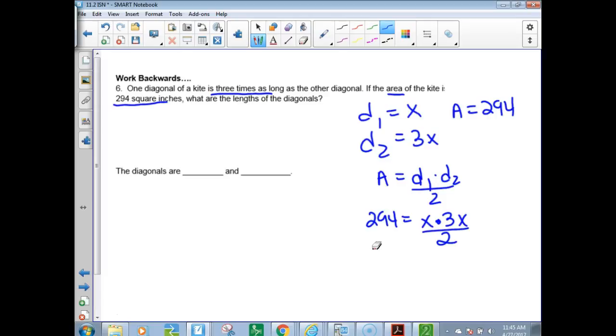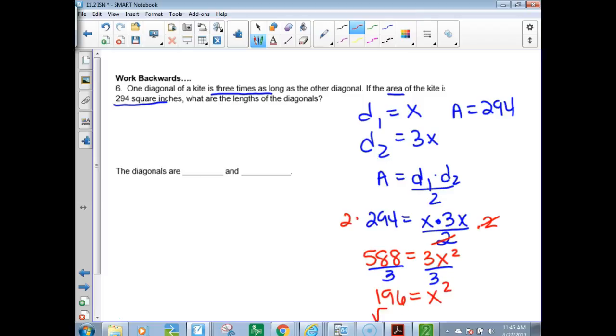In order to solve this one, I'm going to multiply both sides by 2 to get the division of 2 out of there. 2 times 294 is 588. And the 2's cancel out on the right. That's why we did that. X times 3x is 3x squared, which next would have us solving for x squared. We would divide by 3 on both sides. 588 divided by 3 is 196, and that equals x squared.